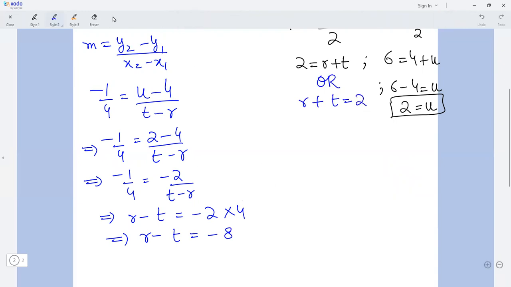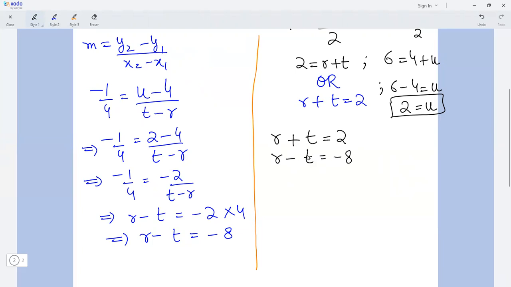So there are two equations. We can solve them simultaneously. Because both are linear equations with two variables, we can solve them simultaneously. So I'm applying the elimination method. How do we apply the elimination method? Write down one equation and the other equation below it. So r plus t equals 2. The other one is r minus t equals negative 8.